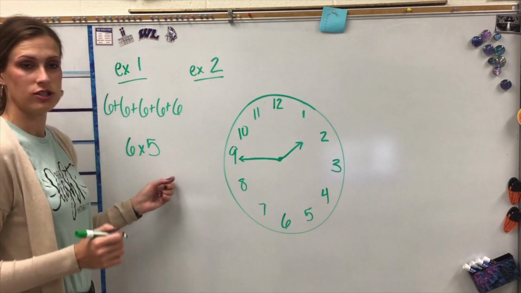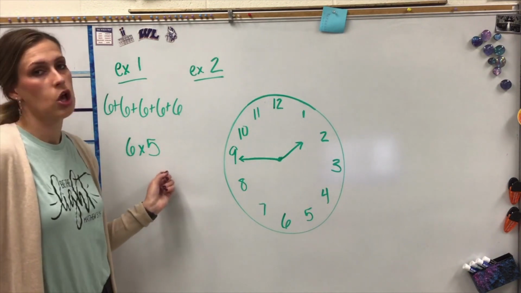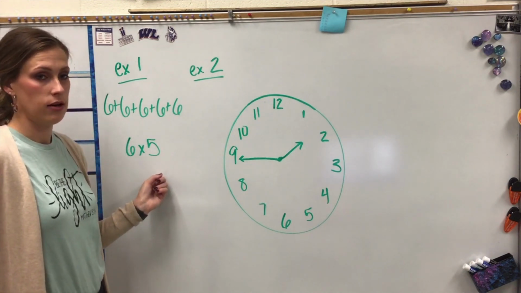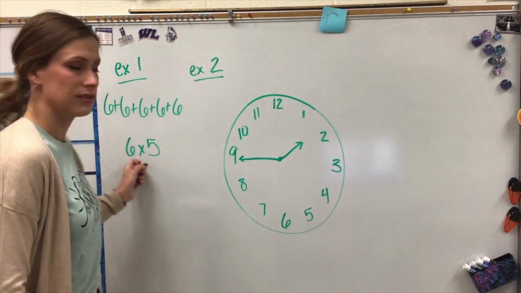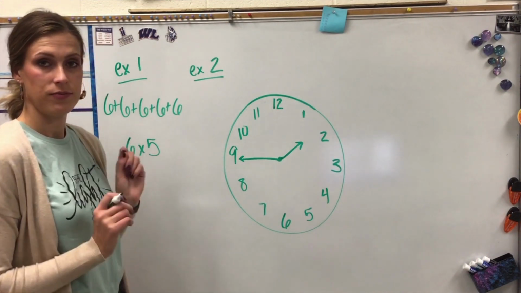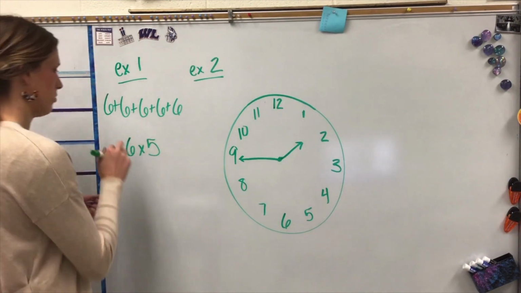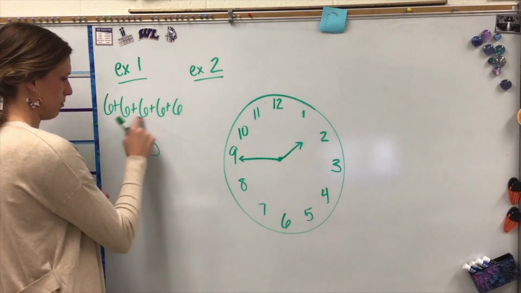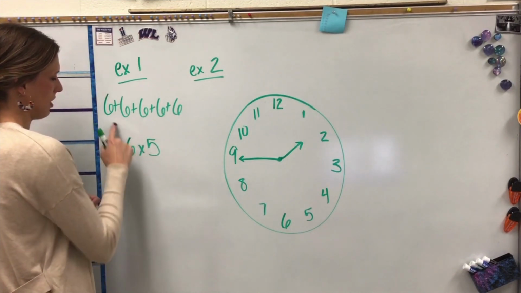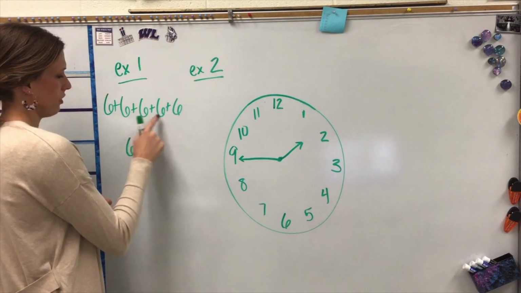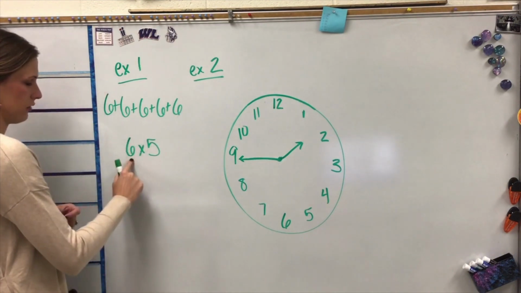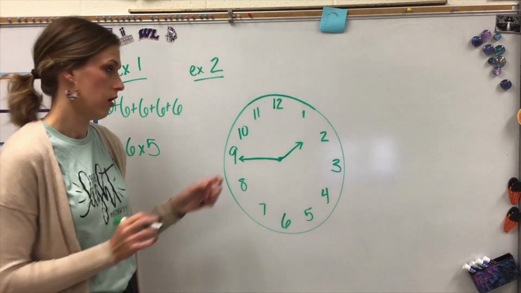Now today we're just changing these into multiplication problems. We're not finding the answer to them yet. So it would just be 6 times 5. That's it. All right? So remember, I have a bunch of 6's here. I've got to count how many: 1, 2, 3, 4, 5. That's how I got my 5. So I got 6 times 5.